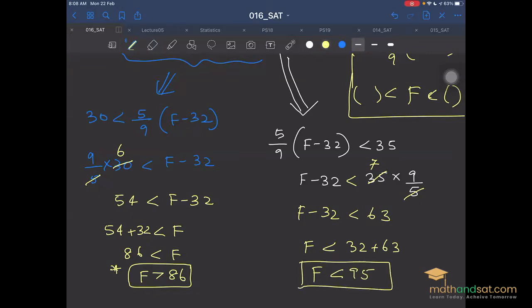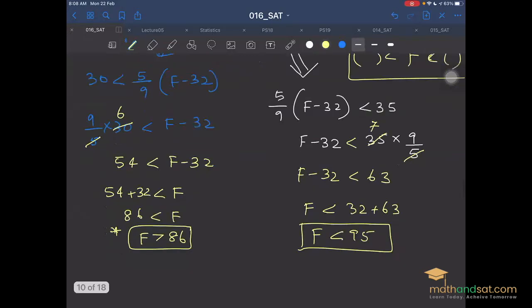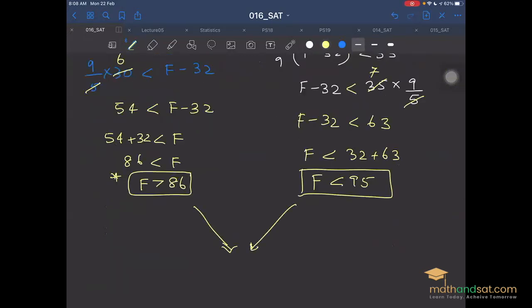Now you combine these, you have the answer. So what will be the answer? Your F is greater than 86 and your F is less than 95, which means your F will lie between 86 and 95. Is that clear? Let me know.